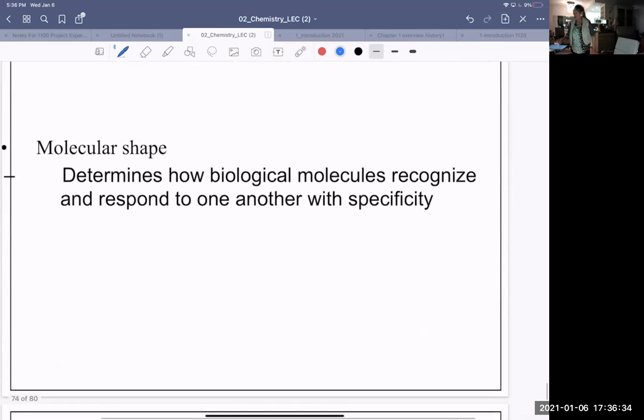It determines how molecules recognize and respond to one another with specificity. For example, receptors for things like hormones must be very particular because they're specific to specific hormones. A testosterone receptor is specific to testosterone. A dopamine receptor is specific to dopamine.